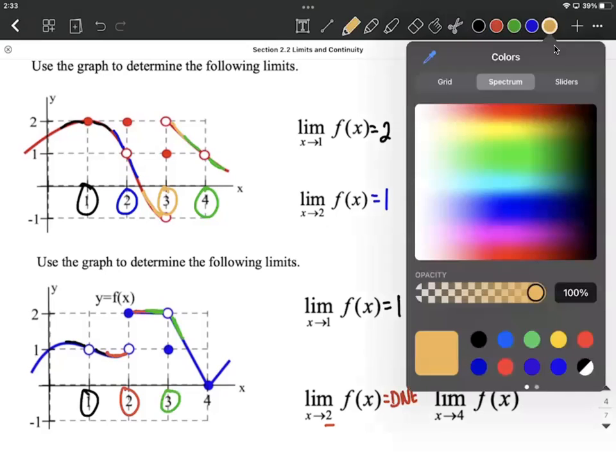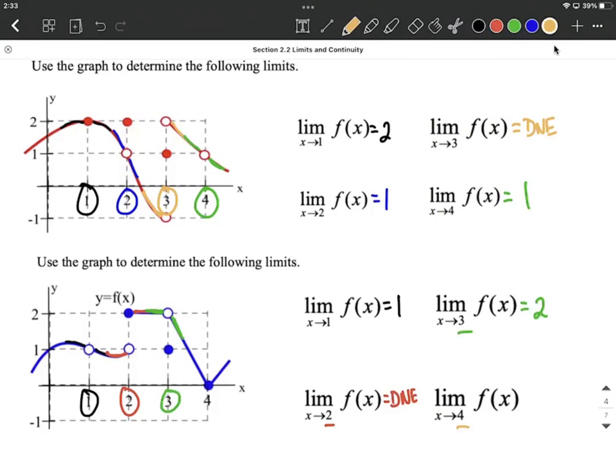And then one more here. Let's take a look at our x value of 4 as we approach 4. Coming from the left-hand side, looks like we're getting close to a y value of 0. Right-hand side, y value of 0. Therefore, this is at 0.